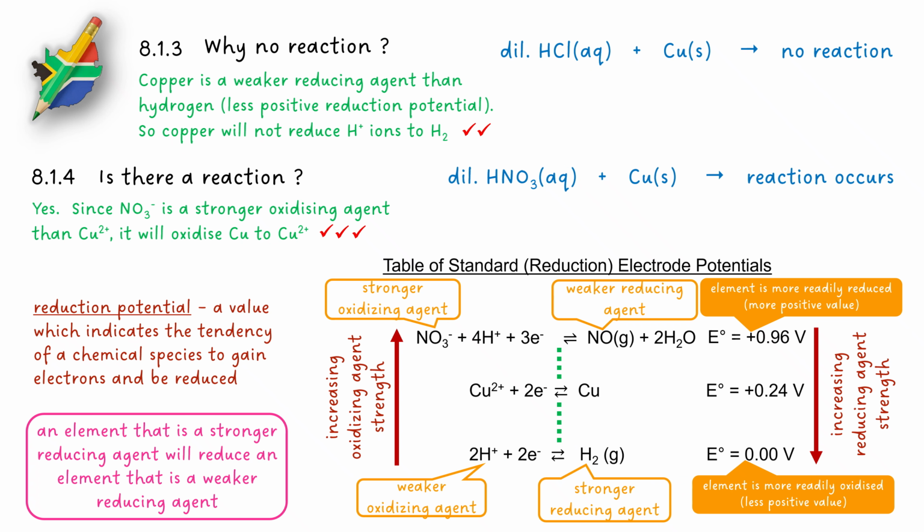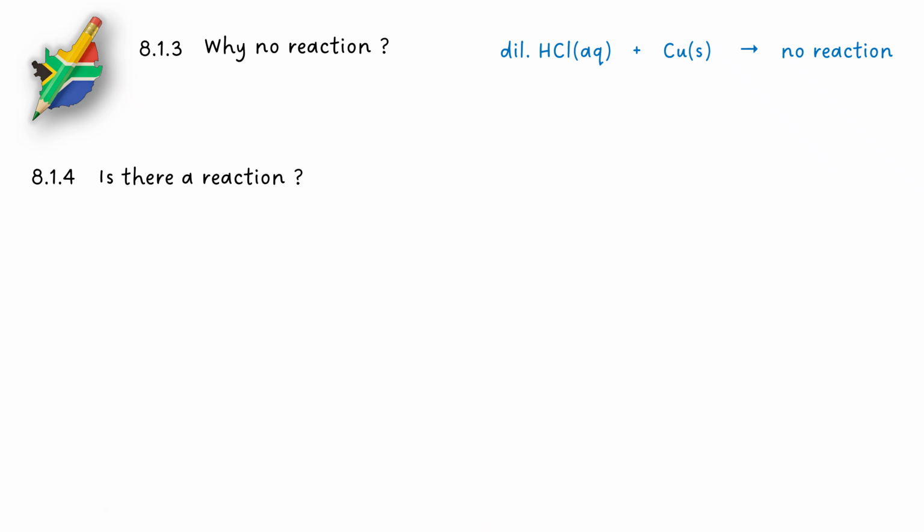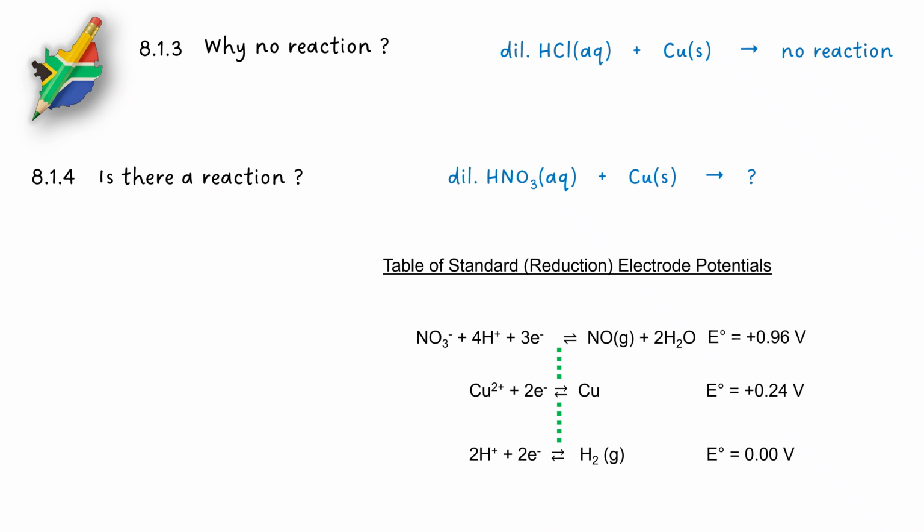The question asks about 2 acids and their reaction with copper. We are asked why dilute hydrochloric acid and copper do not react, and whether dilute nitric acid and copper will react or not, and we need to explain each answer in terms of oxidizing or reducing agent strength. The table of reduction potentials lists many reduction half reactions from left to right, and their reduction potentials. Here we have shown just 3 half reactions needed for the 2 questions in this video.